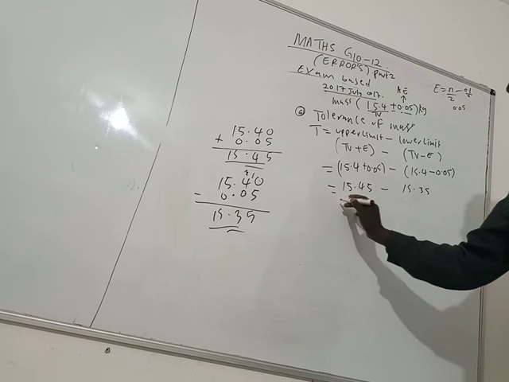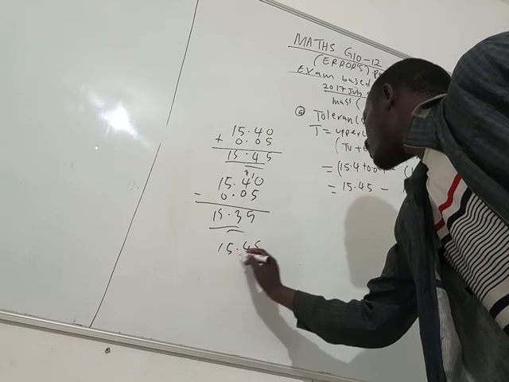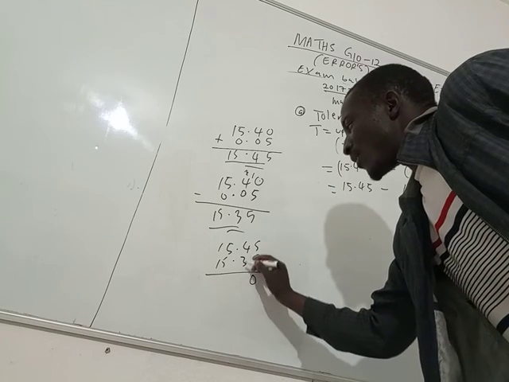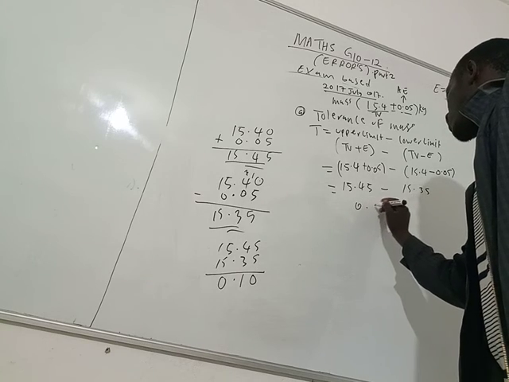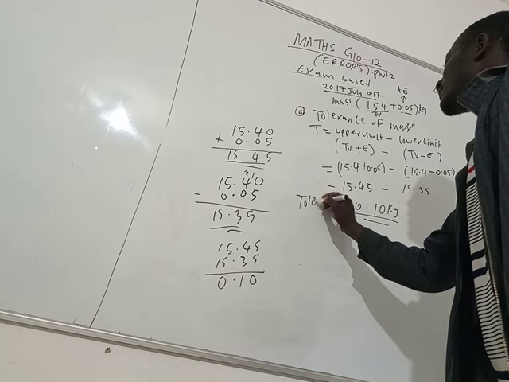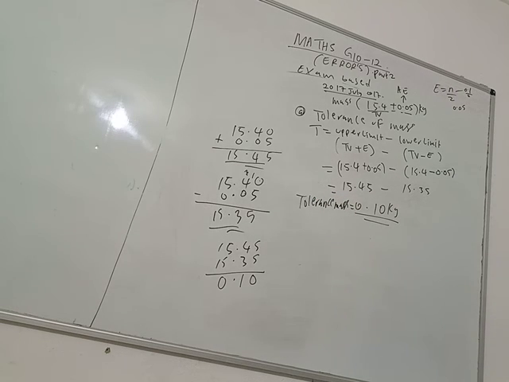So let's subtract now these two. 15.45 minus 15.35. So here we're going to get a 0, here we're going to get a 1, here we're going to get a 0. So our answer is 0.10 kg. So that becomes our tolerance of mass. That was the one that was allowed in that format. Hope you are following. So we can do as many as we can for this.